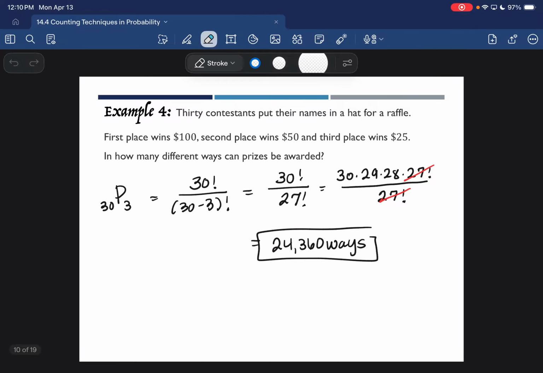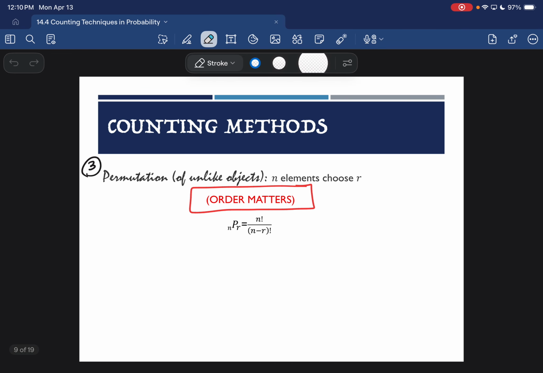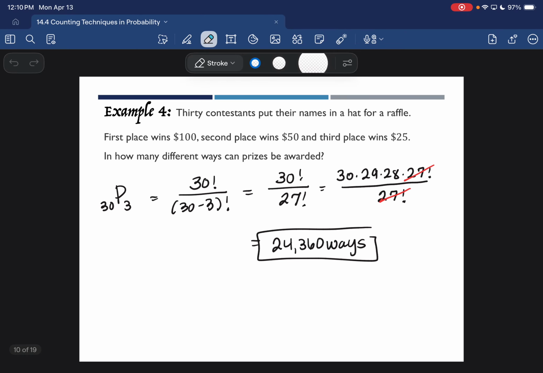So when we did this, we did an example with contestants earning different prize money in a raffle. So there were 30 contestants, 3 win. The 3 that win get different amounts, $100, $50, or $25. So the order matters. I didn't mention that, but it's boxed in over here. Order matters for permutations. And then the denominator is 27 factorial because those are the people who didn't win anything. So, loser number 1 is indistinguishable from loser number 2, basically. So that's why we're dividing by those.